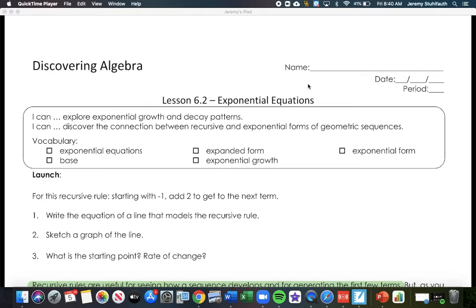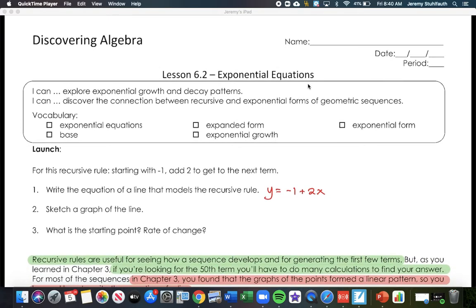So the equation of the line would be y equals your starting value, which is -1, plus your rate of change, which is 2x. So it would be plus 2 since we're adding 2 to get to the next term.